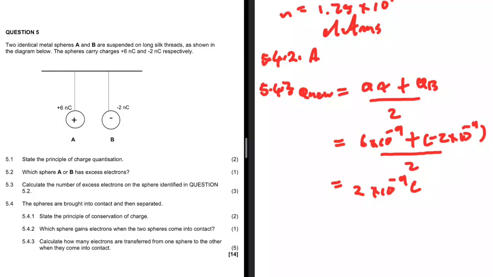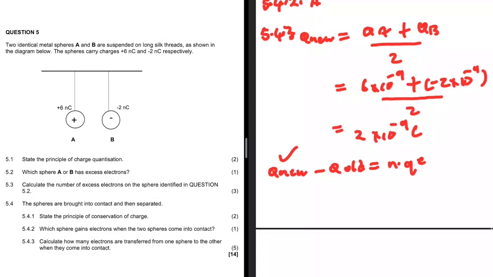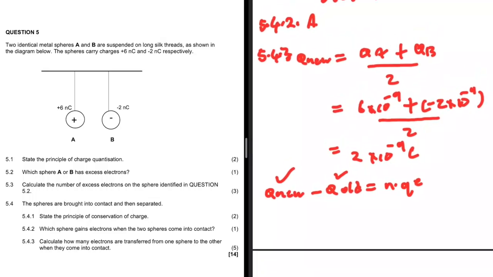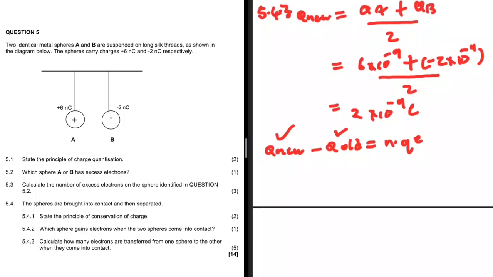But that's not what we're looking for. We're looking for the number of electrons that are transferred. So in order for us to do that, we have Q new minus Q old equals N multiplied by the charge of an electron. Q new, we've calculated it, so there shouldn't be any confusion there. But what about Q old? Do we substitute QA or QB in place of Q old? Whether you substitute QA or QB, you will end up having the same answer. So let's go ahead and just substitute QB.